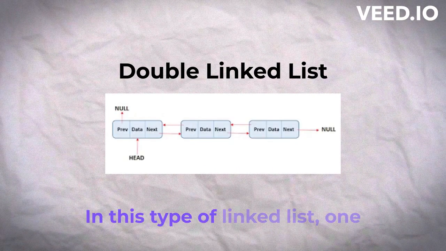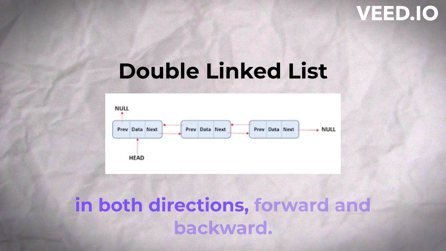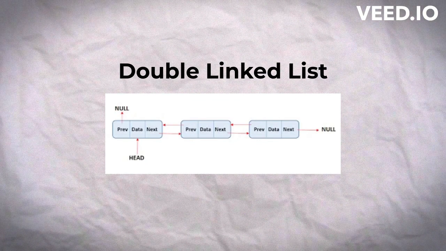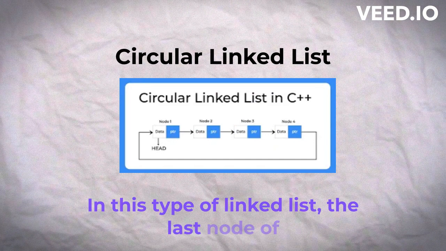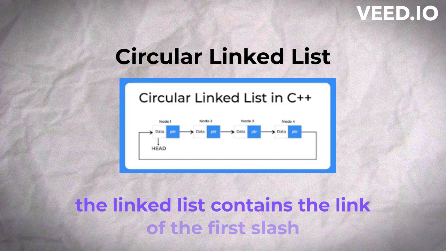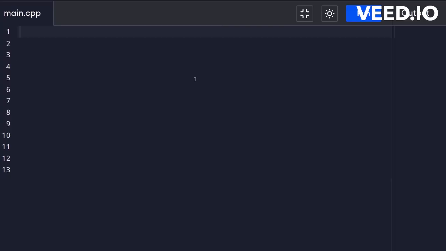Doubly linked list: in this type of linked list, one can move or traverse the linked list in both directions, forward and backward. Circular linked list: in this type of linked list, the last node of the linked list contains the link of the first/head node of the linked list in its next pointer.